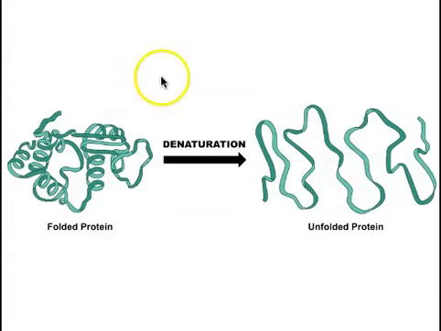If you denature that protein and you break down all those folds so that now you're left with this chain of amino acids, this protein cannot do its job.